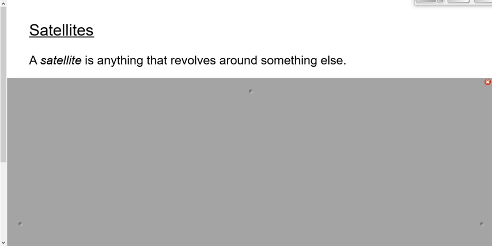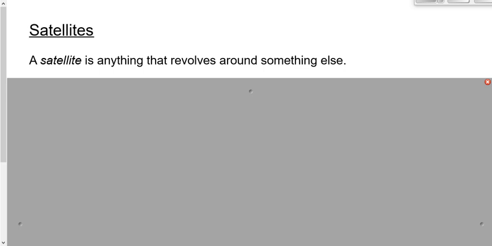The Earth is a satellite of the Sun. The International Space Station is a satellite of the Earth. The Moon is a satellite of the Earth. Right now, as I walk around this classroom, I'm a satellite of you because I'm orbiting around you. Having said that, most times we talk about satellites, we're talking about satellites in space that are held in orbit by gravity.